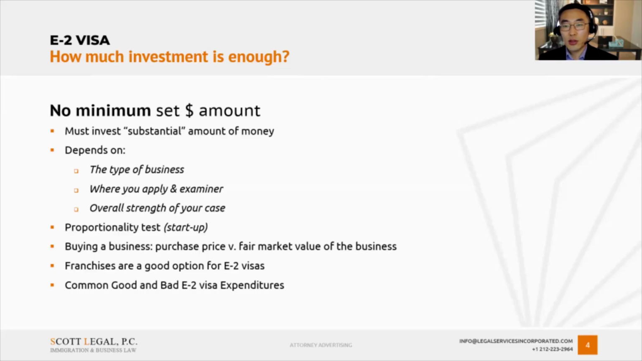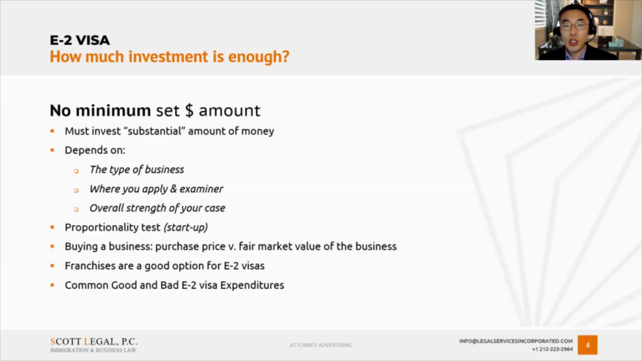So let's say the pharmaceutical factory needs a total of $5 million, and you have invested only $1 million so far. That's only 20% of the total required startup cost. Compared to the consulting business we just talked about, where you invested $50,000 and I said you probably need to spend most of the money, almost 100%, in this pharmaceutical factory example you invested only 20% of the total required startup cost. But the government will still agree that you invested a substantial amount of money because of the proportionality test.